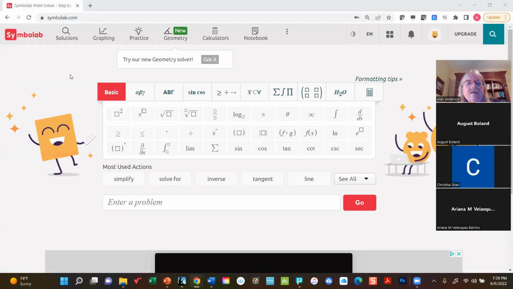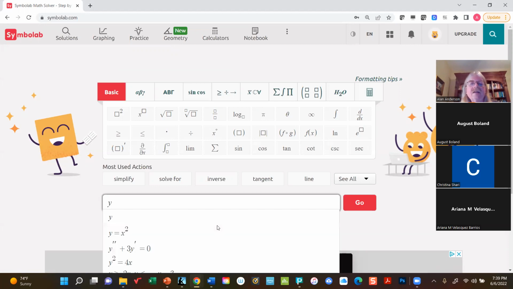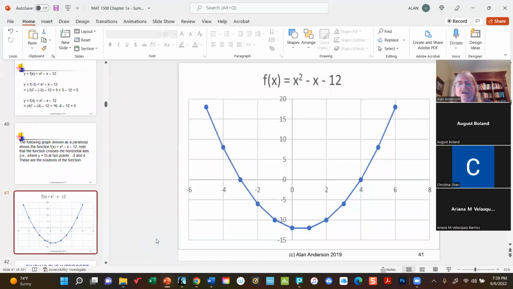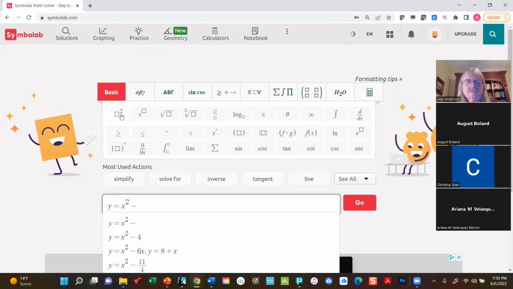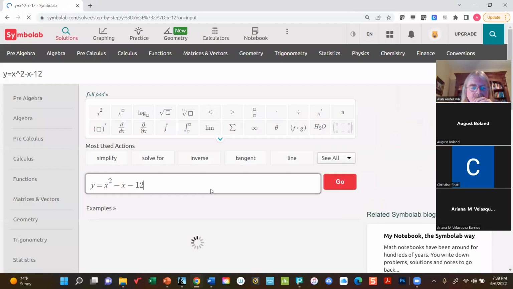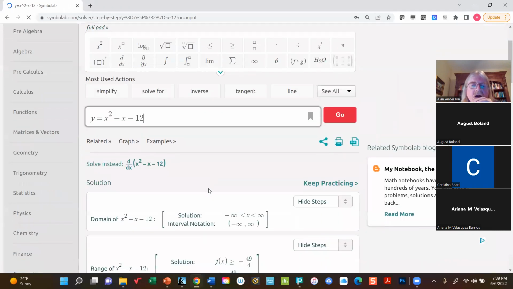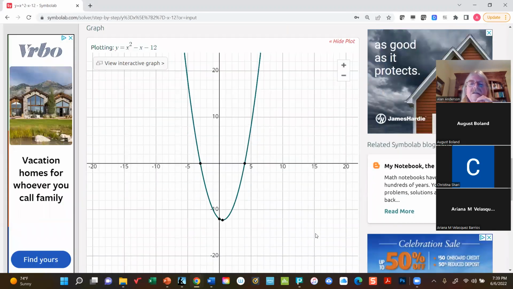Basically it solves equations and it also generates graphs. Okay, you have to learn how to use it, of course, but guess what? It's free, free again. Okay, so if I were to write y equals, let me just double check, x squared minus x minus 12, and I say go. First thing I'm going to do is graph it. Oh, look at that nice little graph.